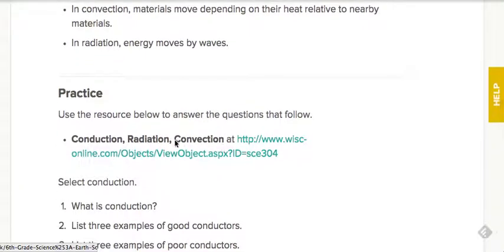All right, take a few seconds when you're reading this on your own. You're going to click on this, and then you'll get some better understanding about conduction, radiation, and convection in the atmosphere.